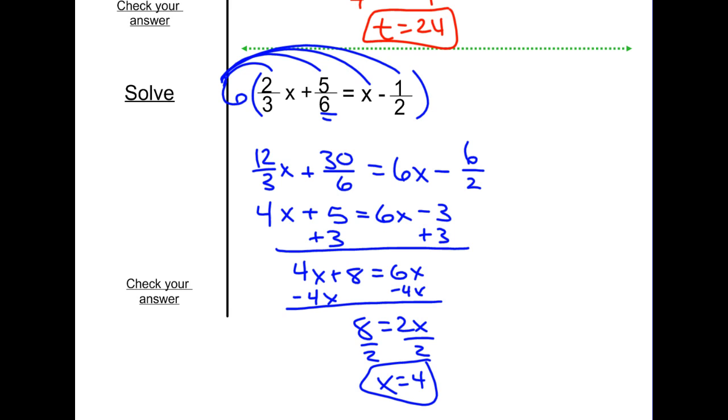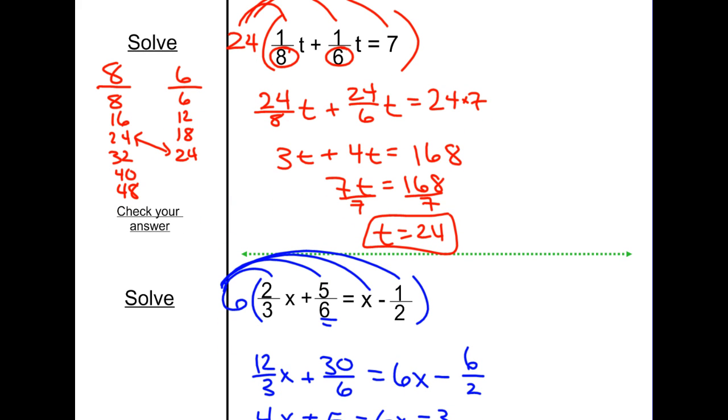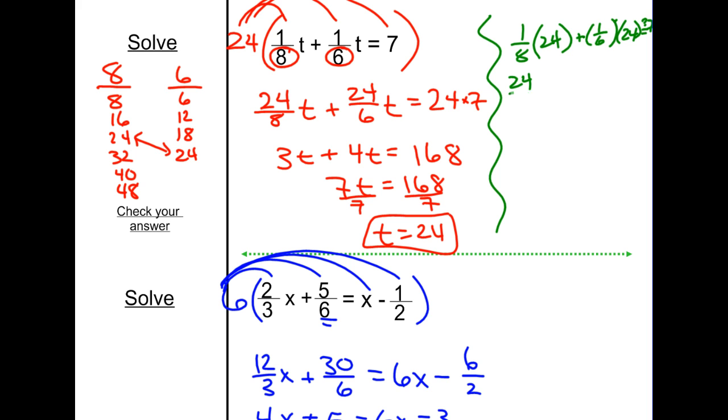There we go. Now I'm going to plug both of these back in to make sure they work. So I'm going to go back over here, and we're going to do 1/8 times 24 plus 1/6 times 24. And does that equal 7? Sorry for losing space there. Well, this will be 24/8 plus 24/6. Does that equal 7? 24, that would be 3 plus 4. Does that equal 7? Well, yep. We all can see that that does indeed equal 7.